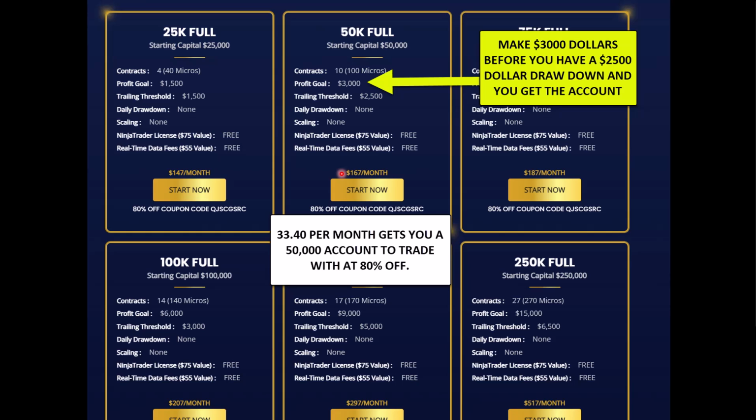The fee that you would have to pay to get a $50,000 account is $167. Now, at 80% off, that's only $33.40 a month. So for $34, you get the opportunity to show your skills, and if you hit your profit objectives, they give you the account to trade.